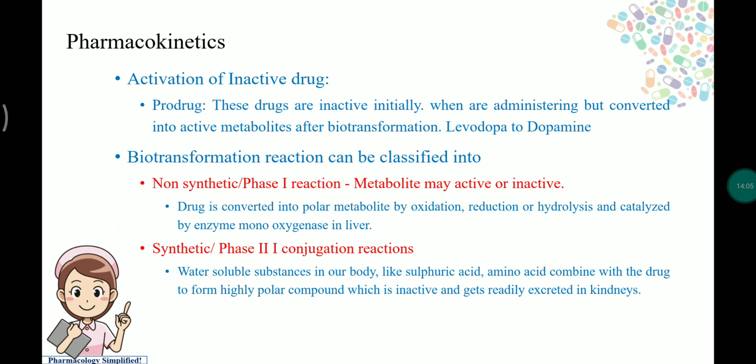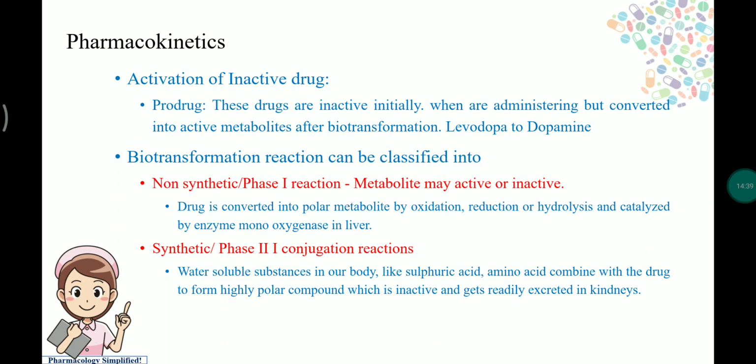And then biotransformation reactions. Biotransformation reactions can be classified into two types. One is non-synthetic or phase 1 reaction, and the second one is synthetic or phase 2 reaction. In phase 1 reactions, the metabolite may become active or inactive, whereas in phase 2 or synthetic phase, it gets conjugated. We call them conjugation reactions.